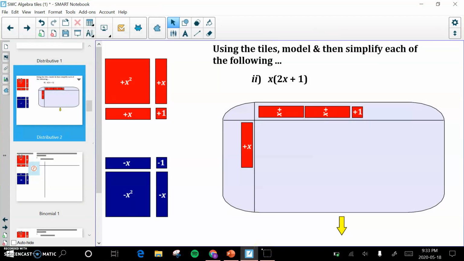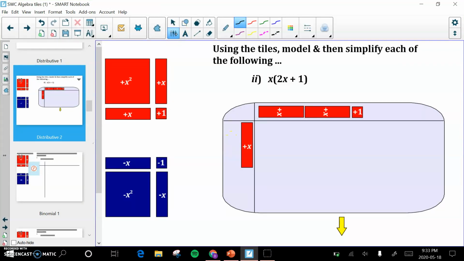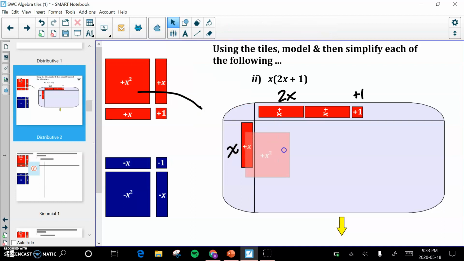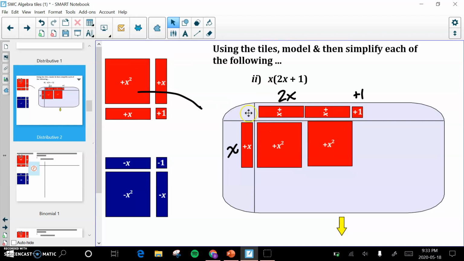Okay, so here we have x times 2x plus 1, and you can see we have x here and 2x and plus 1 is here. Okay, so when I multiply x by the first x, I'm getting x squared. And then another x squared. So I have 2x squareds, and we can see that it's x by x, right? So that's where the area is coming from, x by x.